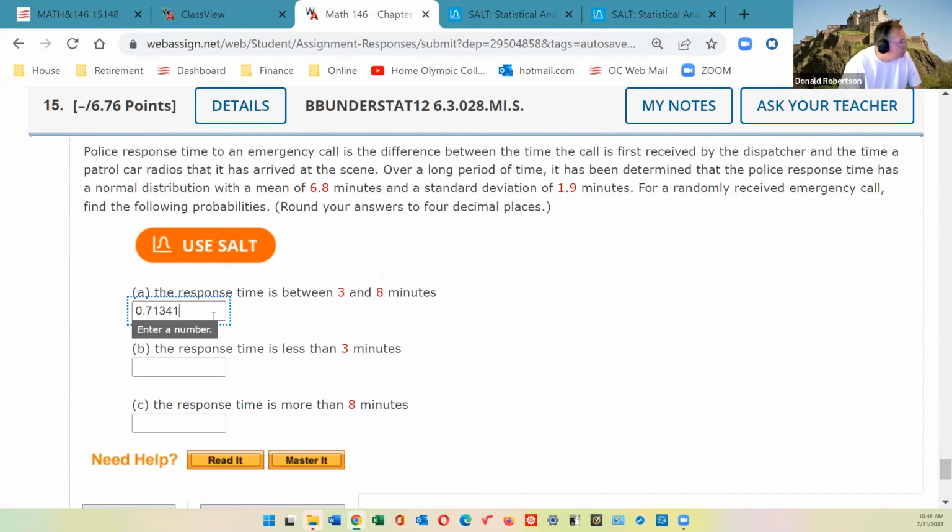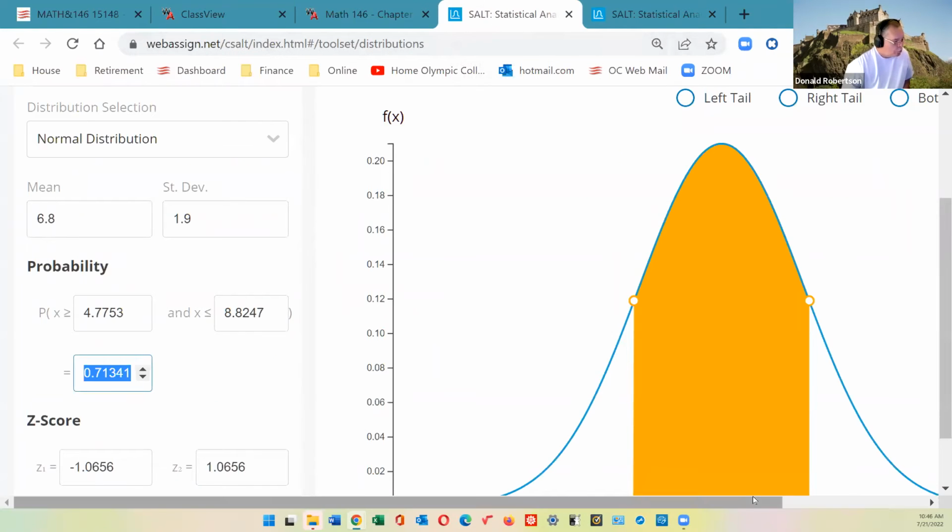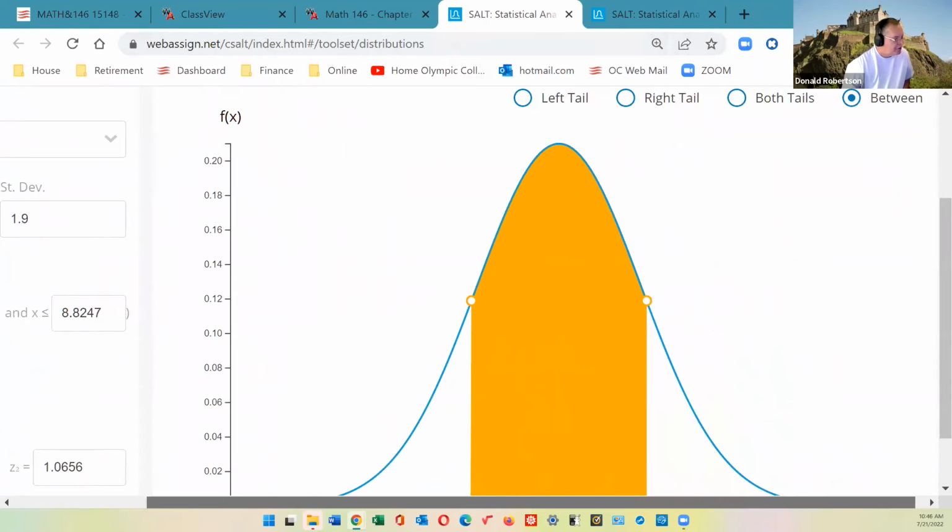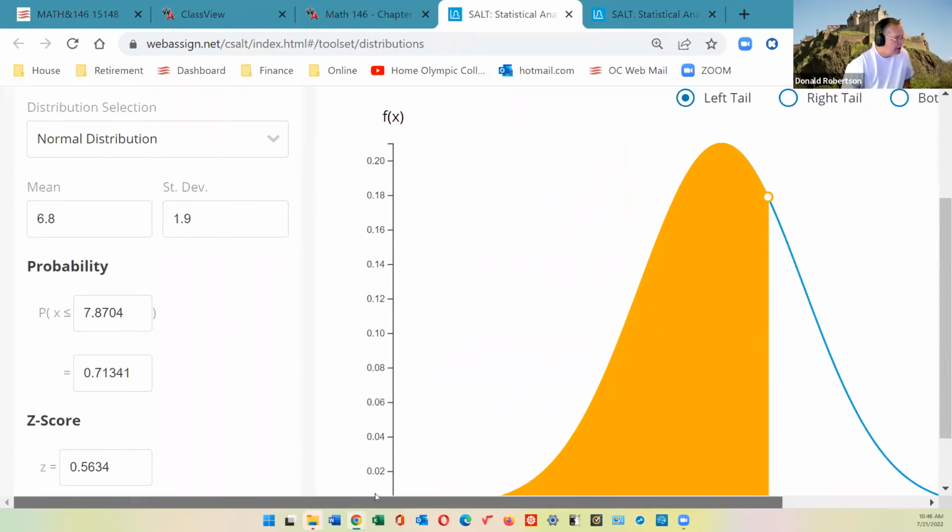And what do they want? 4 decimal places. So in this particular city or town, about 70% of the time they'll arrive in that range. Couldn't we do less than 3, I should say, or more than 10? I'm going to do my own one. I wonder what percentage of the time they will get here in 10 minutes or less.